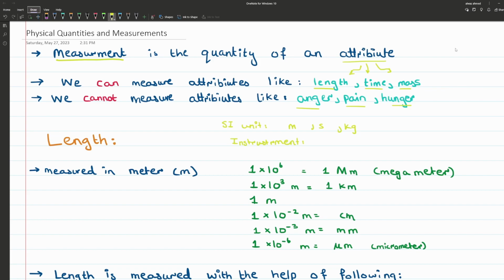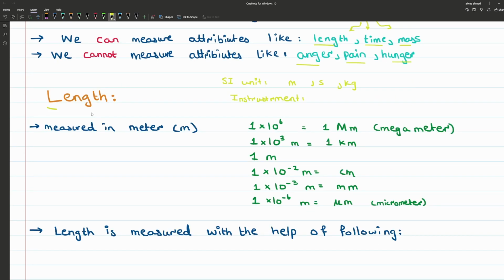So let's start with length. Okay, so let's talk about length. The SI unit of length is meters. Now what SI unit means is that it is a universally accepted unit, which means that most countries of the world agreed that we are going to measure length using meters.